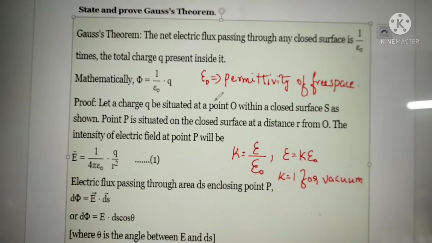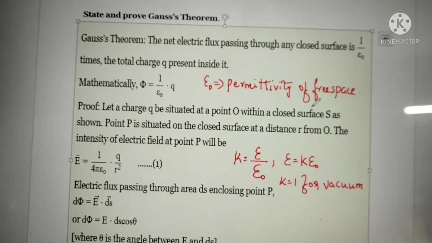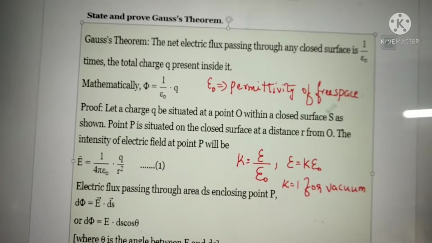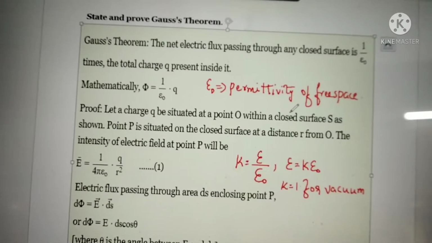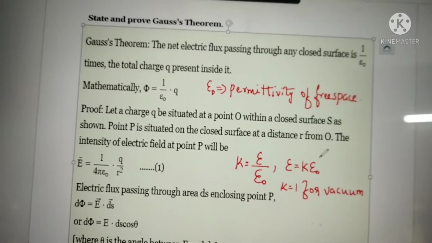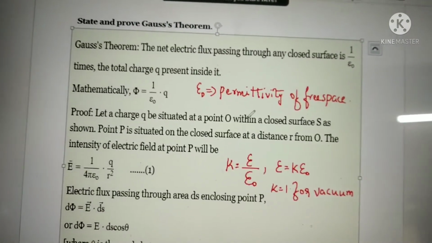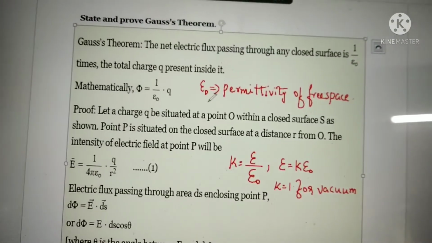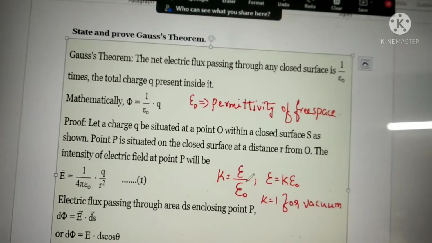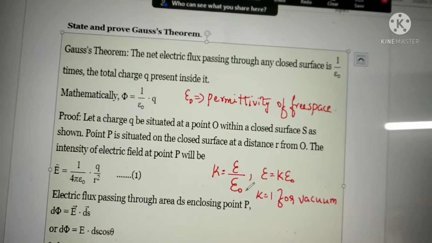What is epsilon naught? It is the permittivity of free space. What does permittivity of free space mean? It means the capability of vacuum to permit electric field. So, how much electric field can be permitted in a vacuum? That is epsilon naught. Now, this is the ratio between the permittivity in a medium and permittivity in free space.